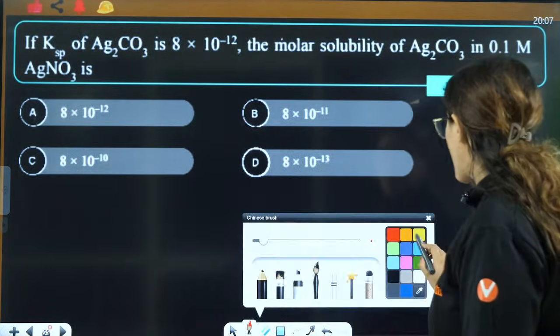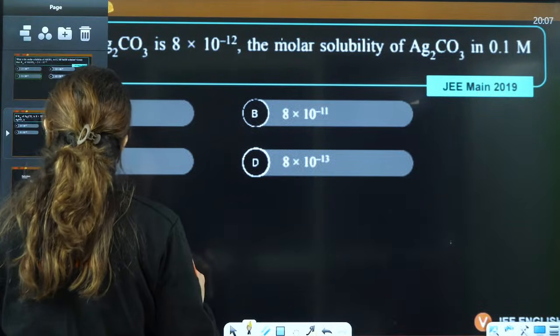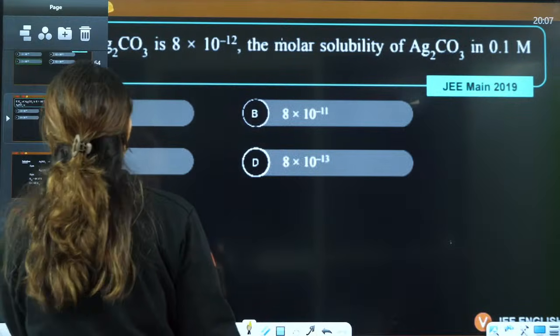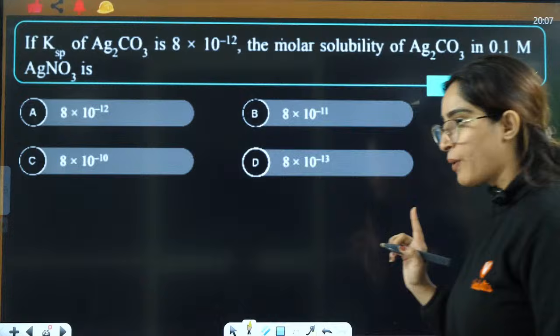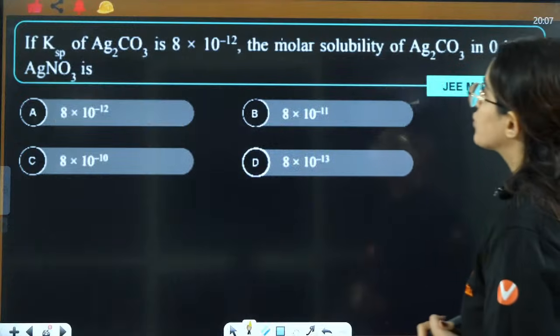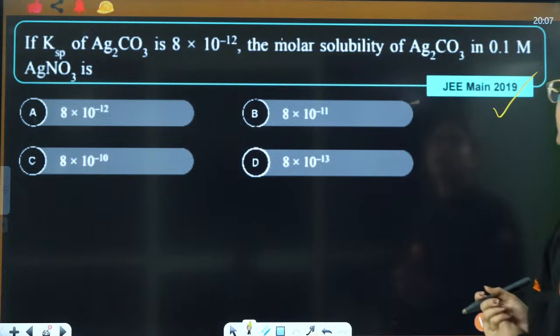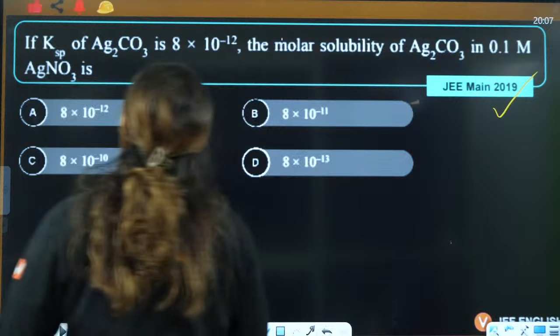Now, the last question of today, that is a 2019 question. It says Ksp of Ag2CO3 is this, and asks for the molar solubility of this in 0.1 AgNO3. Again, it is based on common ion effect.